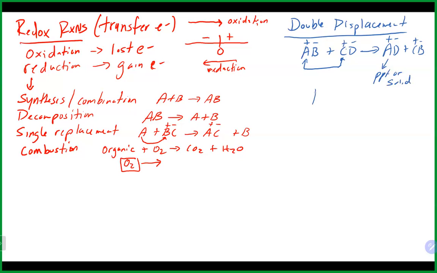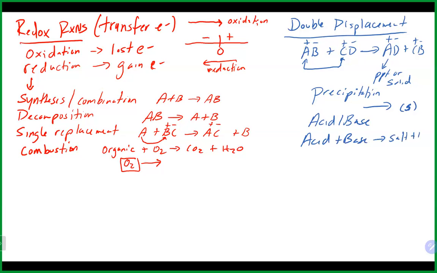And that is what is known as a precipitation reaction, where on the product side, you get some type of solid that is formed. In addition, you could definitely see that in acid-base reactions or acid-base neutralization reactions, where you take an acid plus a base and you make a salt plus water.